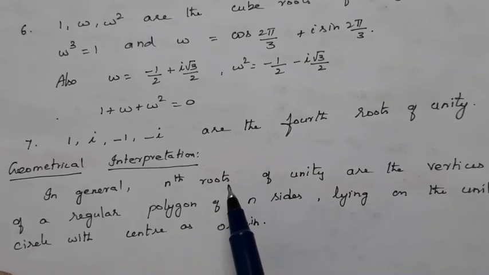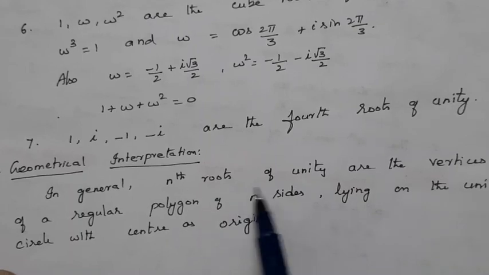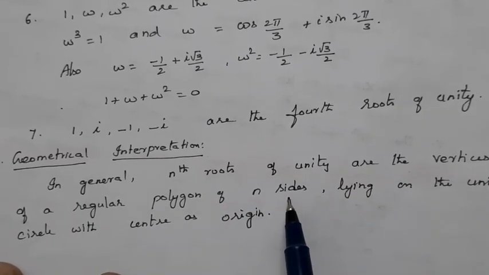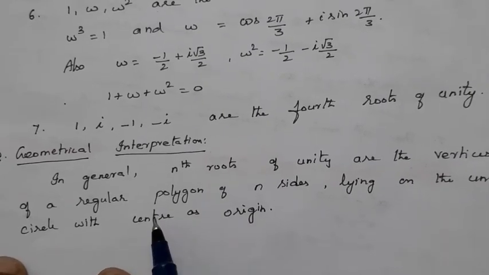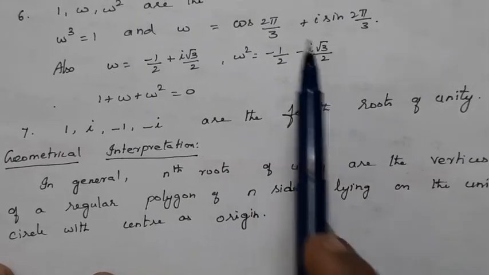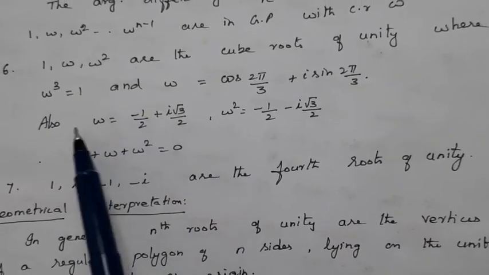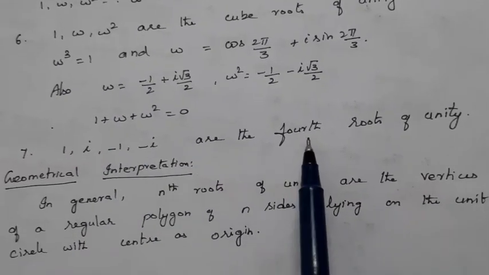And if we join the points, that is, the complex numbers which are the nth roots of unity, we get a regular polygon of n sides. Particularly, the cube roots of unity will form an equilateral triangle, and the fourth roots of unity will form a square.